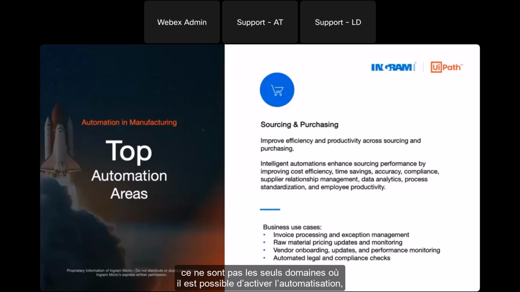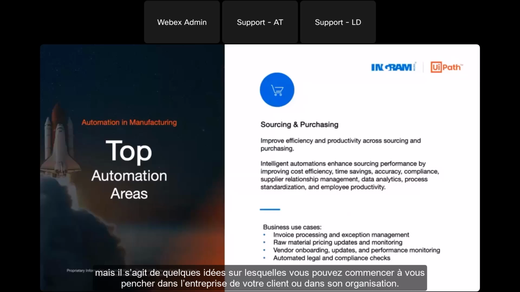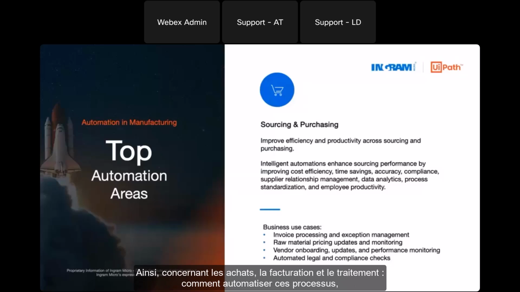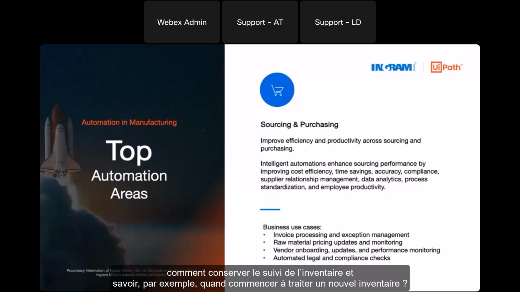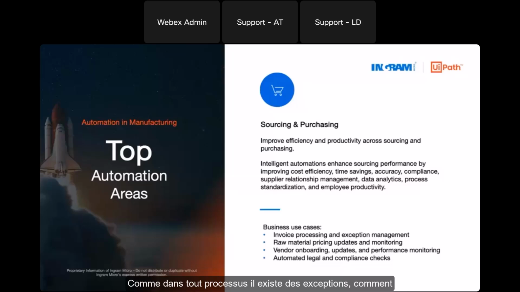not that these are the only areas that we can enable through automation, but some ideas of where you can start looking in your customer's business, right, in your customer's organization. So for example, purchasing, the invoice processing, how we can automate all that process, from onboarding new providers, new vendors. How can we keep all the monitoring regarding the inventory, and when it's time to process, for example, a new inventory. And as in any process, we can have exceptions as well, right?